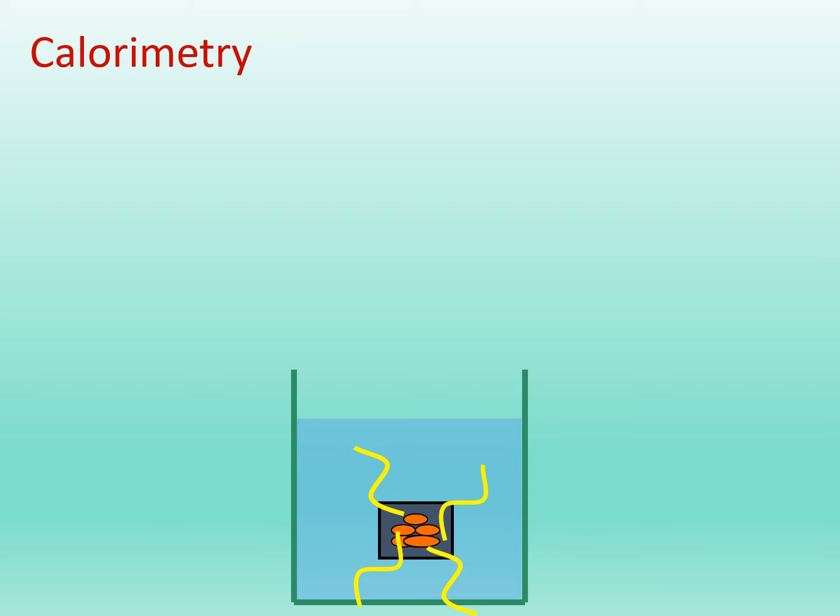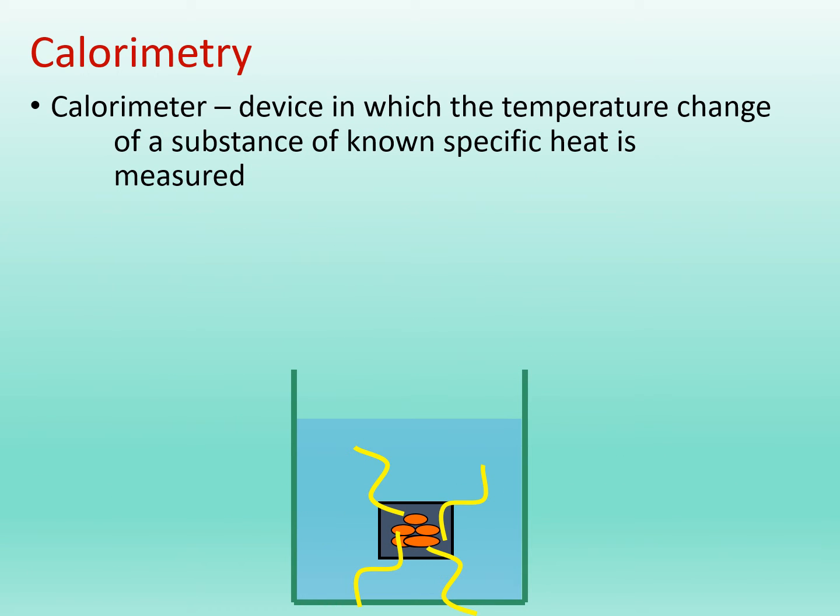So our first term, calorimeter, is basically a device in which a temperature change of a substance of known specific heat is measured. Kind of like with titration, we're comparing unknown to known. So the substance that it refers to 99% of the time is water because it's cheap, it's easy to work with, and it is very well understood.